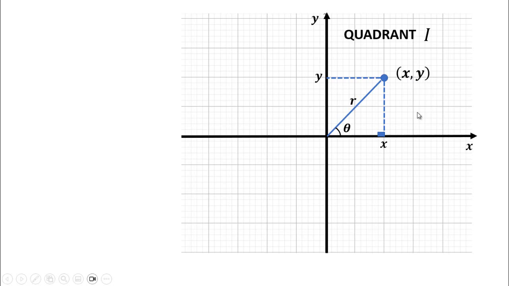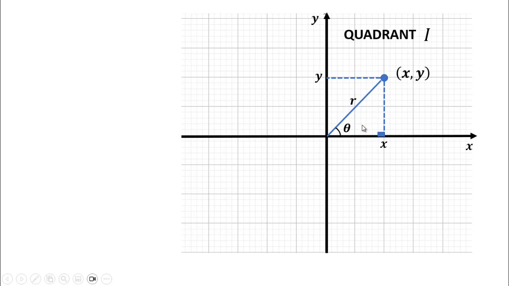As you can see, we can draw a little triangle here around the point. This triangle is a right triangle because it has a right angle here. So this blue line represents the radius and theta represents the angle between the x-axis and the radius.